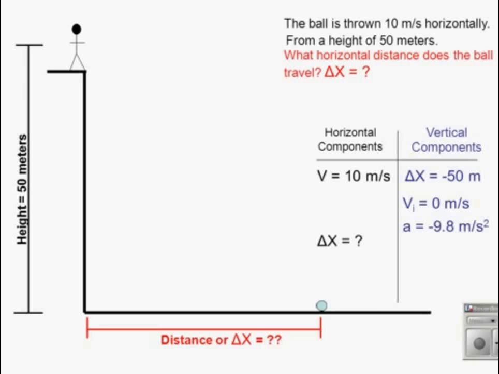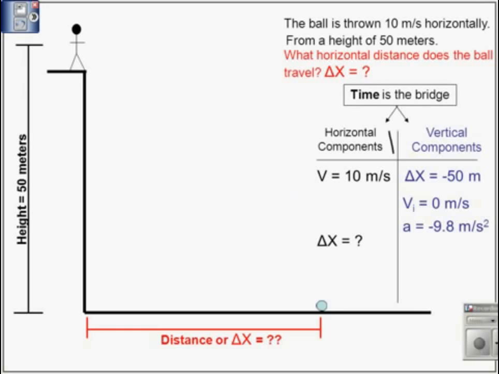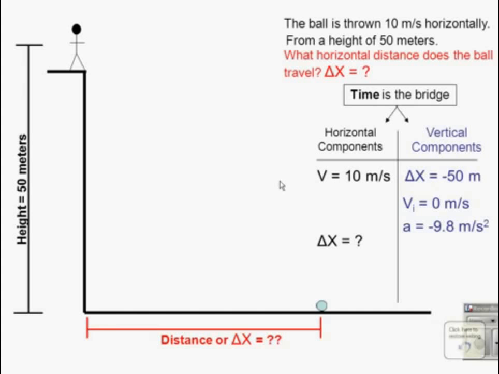What is the displacement horizontally? That's what we're looking for. Time is the bridge. Time is the only thing that those two columns have in common. In fact, I drew that vertical line here, and I'm going to tell you that you should not cross that line with any value other than time. It's the only thing that those two items have in common. So let's find the time.